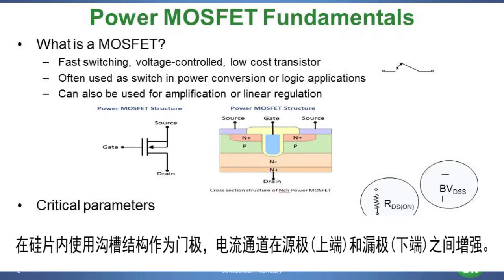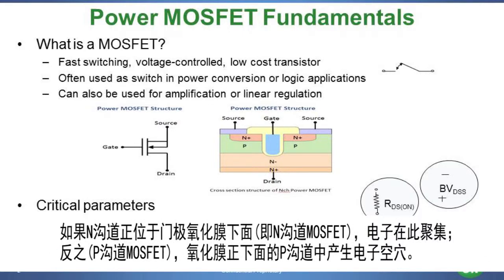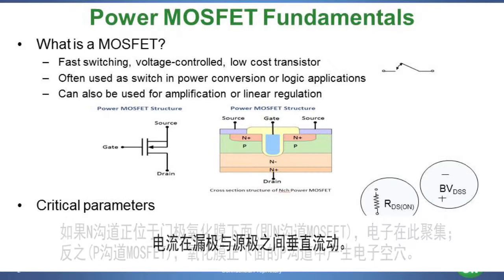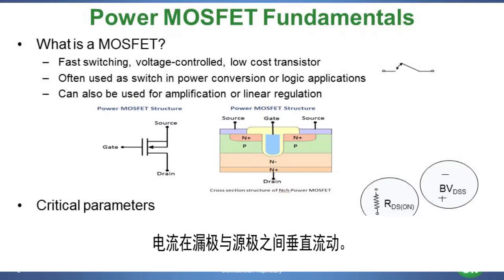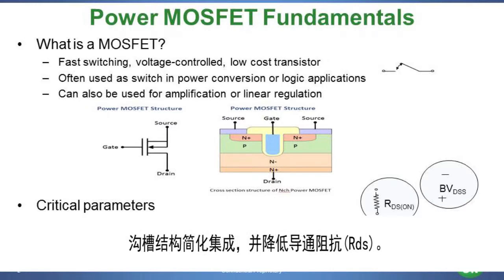Using a trench structure inside the silicon as the gate, the current path builds up between source upper and drain lower. If an N-channel is located directly under the oxide film of the gate, or N-channel MOSFET, electrons are collected there, and in the opposite case, or P-channel MOSFET, electron holes are generated in the P-channel directly underneath the oxide film. The current flows vertically between drain and source. The trench structure makes integration easier and results in a lower on resistance, or RDS.